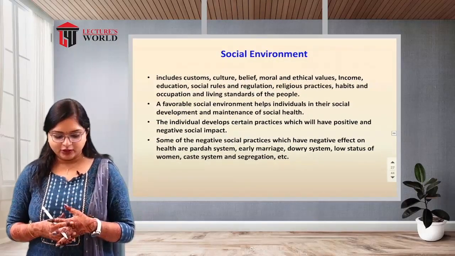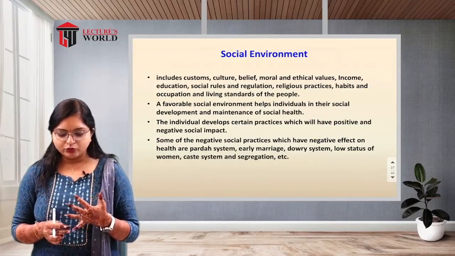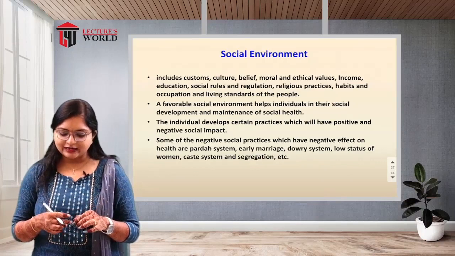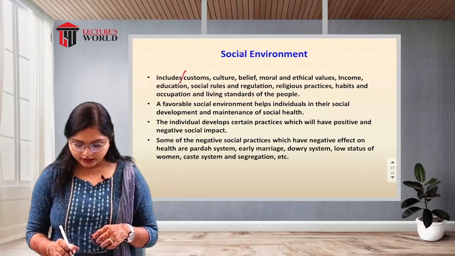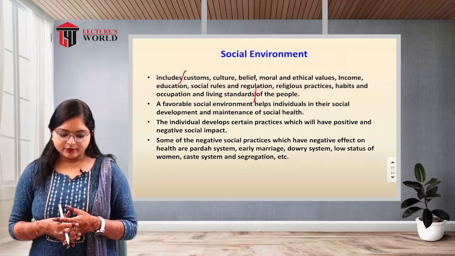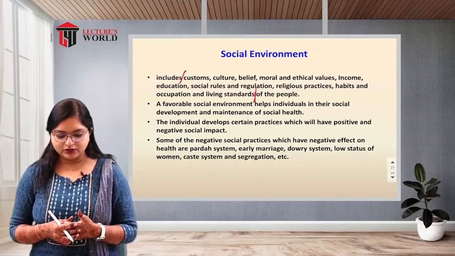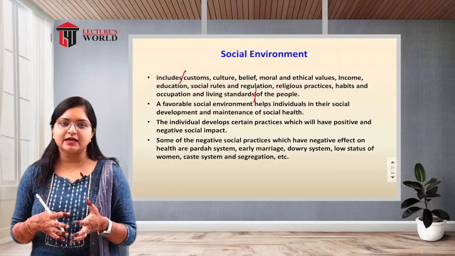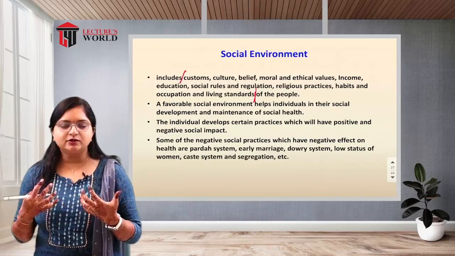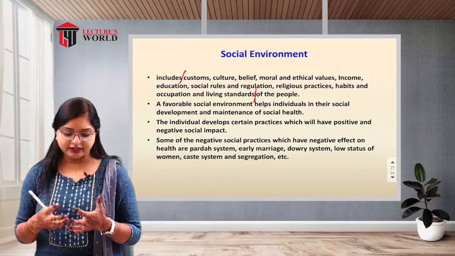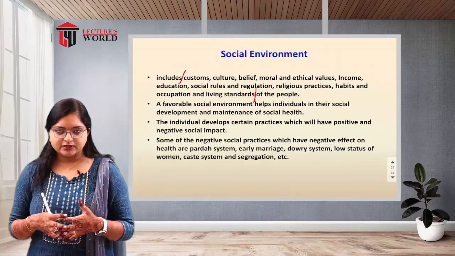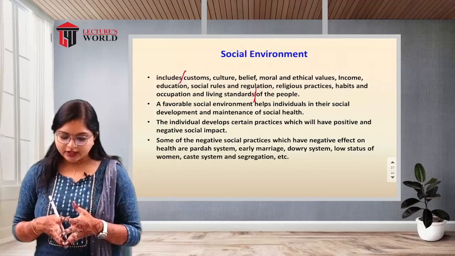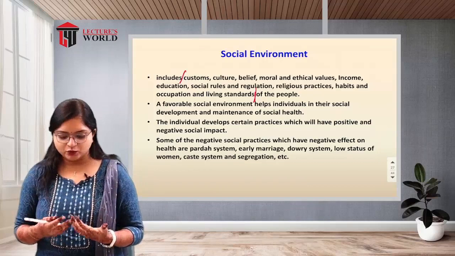And the third one is social environment, which includes customs, culture, belief, moral and ethical values, income, education, social roles and regulations, religious practices, habits and occupation, and living standards of the people. So all these factors are included under the social environment. A favorable social environment helps individuals in their social development and maintenance of social health. It means that if a person has good customs, culture, beliefs, good moral and ethical values, a good income to live his or her life, good education, good rules and regulations, maintains good religious practices, has good habits and a standard occupation, and good living standards, then we can say they are in a good social environment.